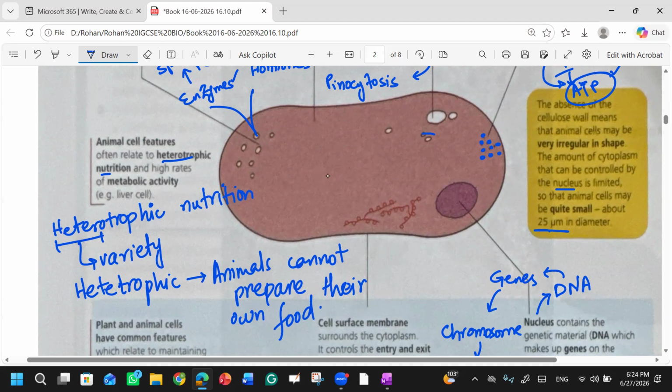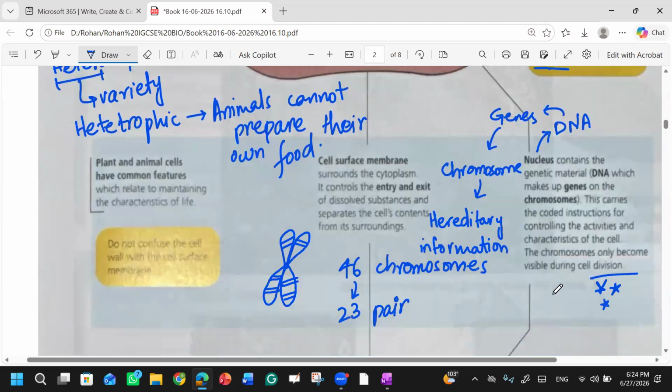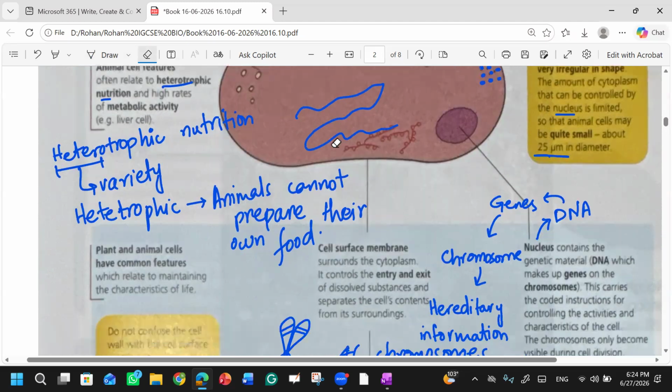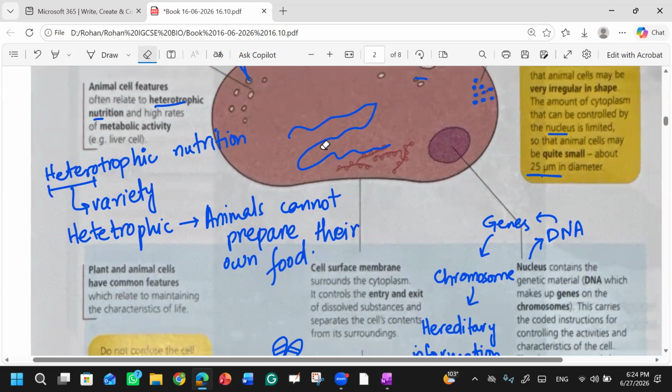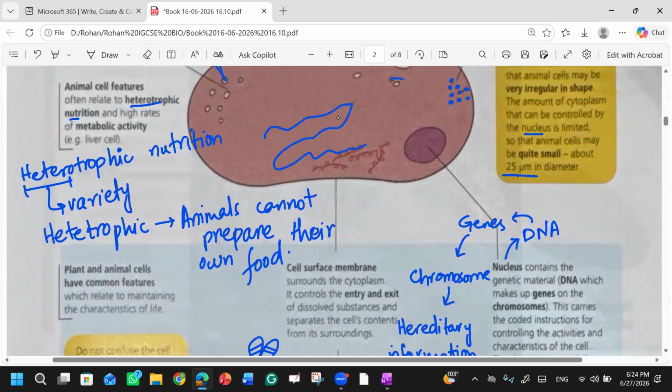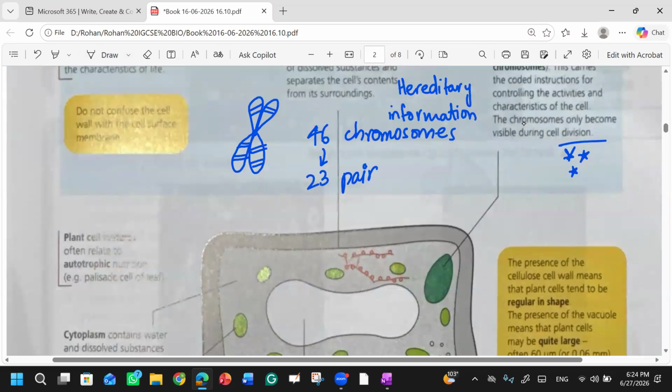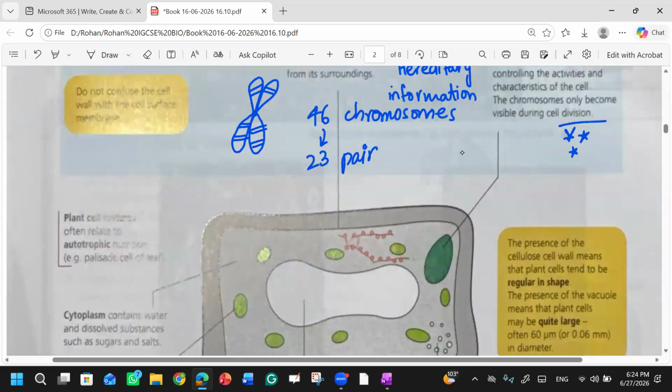But if there is any cell which is going to divide, in that cell you can observe the chromosomes. This is what they have mentioned, that you can only observe chromosomes when there is cell division. Although they are present, they are not visible. They are present in the form of chromatin. But if you check the cell at the time of cell division, then you can observe the chromosomes.